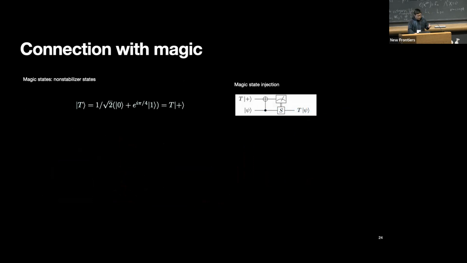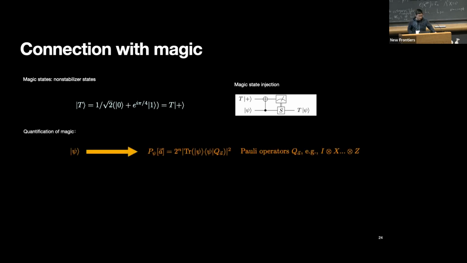The reason why the T state is so widely used is because it can be used to generate the T gate. And the T plus Clifford unitary is universal, which means any unitary can be generated by Clifford plus T. And this protocol to realize the T gate by the magic T state is called magic state injection, which is very useful especially in fault tolerant quantum computation.